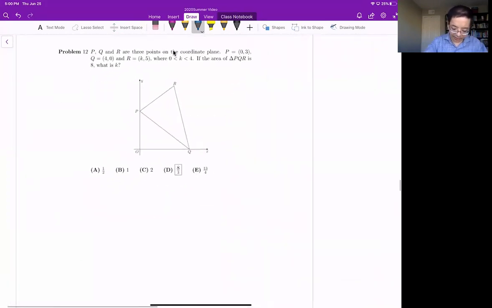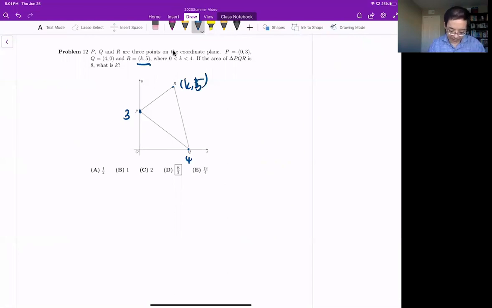Now let's look at problem 12. This is a problem about coordinate geometry. We have a coordinate plane, and each point is represented by a coordinate right here. So this is K5. P is 3, and Q is 4, 0. So this is 4, right? Now you also see each line is also represented by an equation. Coordinate geometry is basically transferring geometric relations into algebraic relations.